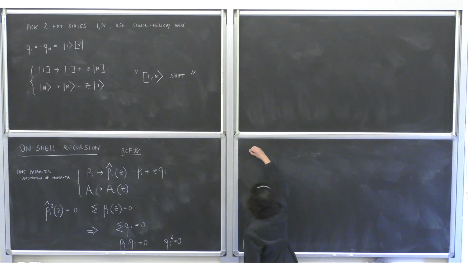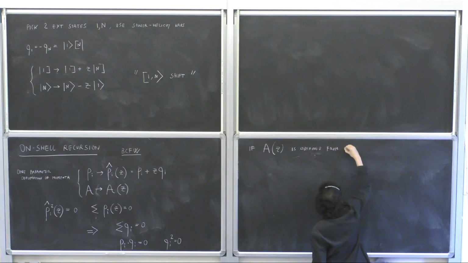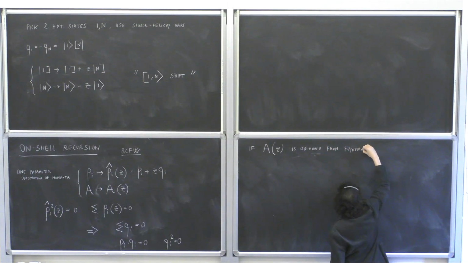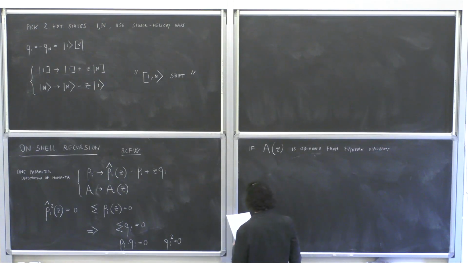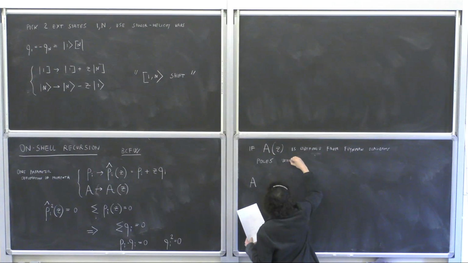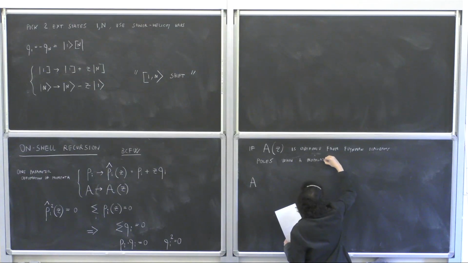So if A is obtained from Feynman diagrams, we know the position of the poles. The poles are there. There are poles for a certain value of the complex variable, poles when a propagator goes on shell.